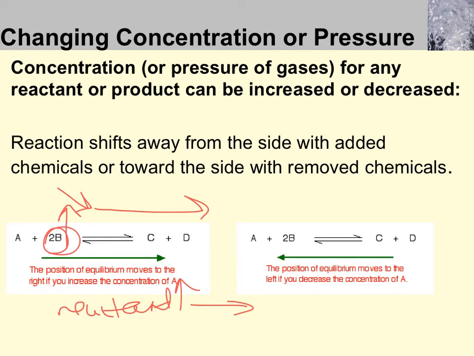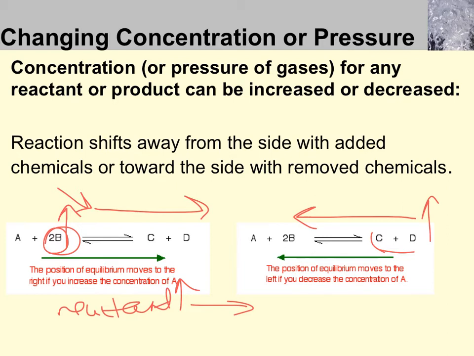Now let's look at the reverse situation. Let's say that we add more product, that we dump in more C or D. Again, the reaction is going to respond by trying to get rid of that extra product. And how does it do that? In this case, it's going to shift left toward reactant to get rid of the extra product you just added.